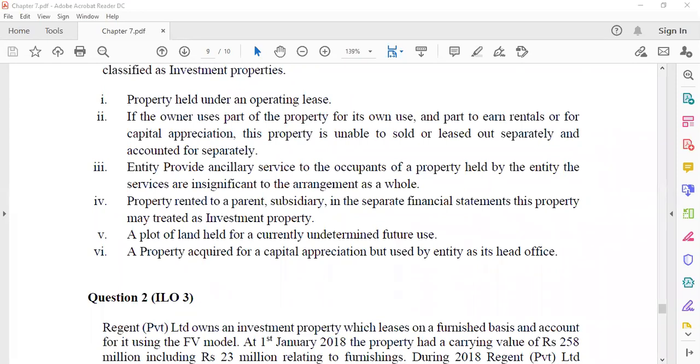So you have some money, and you thought of purchasing a kind of land. You simply go and buy a land, but you do not know what to do with it in the future. So the use is currently undetermined. You just go and purchase some land. If you have land that is held for undetermined future use, what is that? It's pretty straightforward.